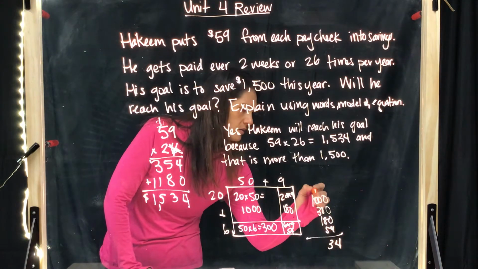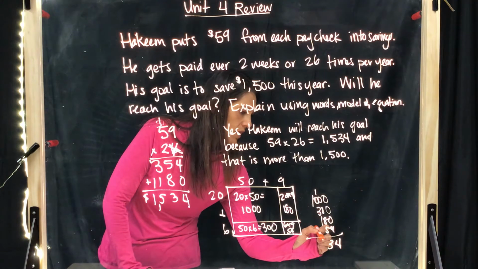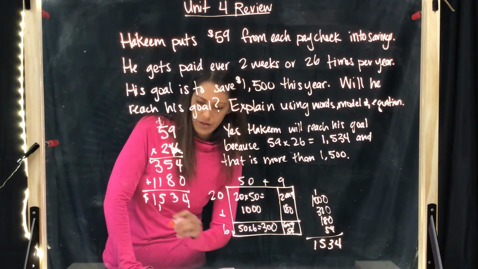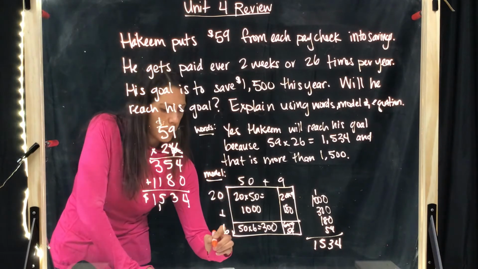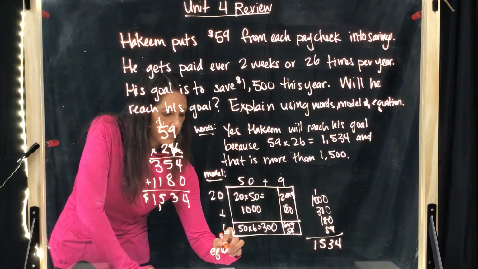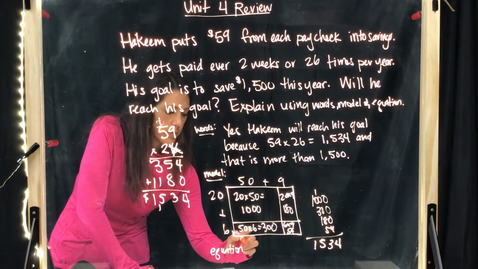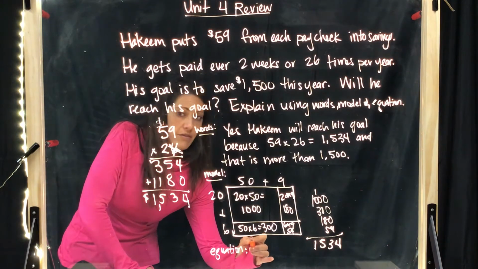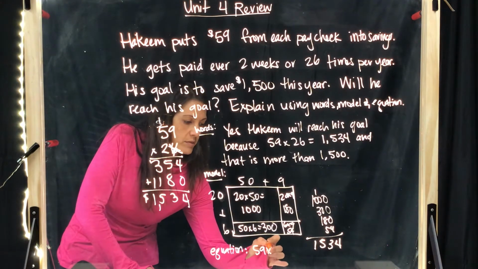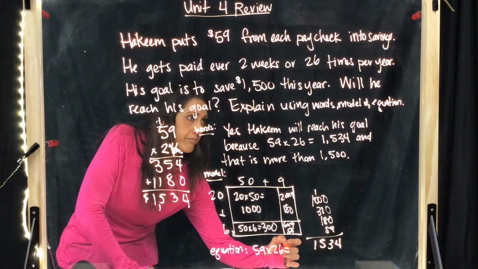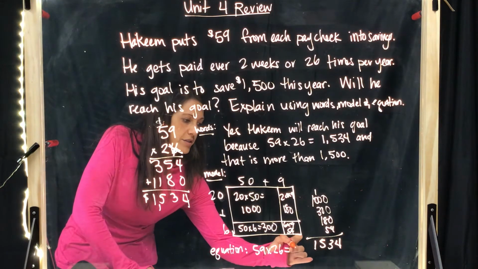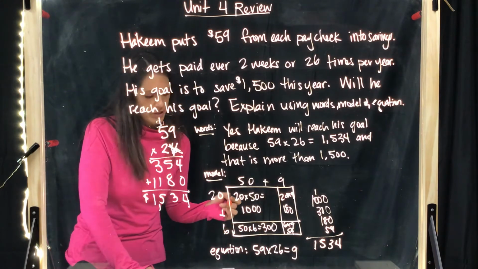When I add those up, I will get the same answer I got last time. So there's my model and my equation would be 59 times 26 equals, and we can write G for goal. Will he reach his goal?